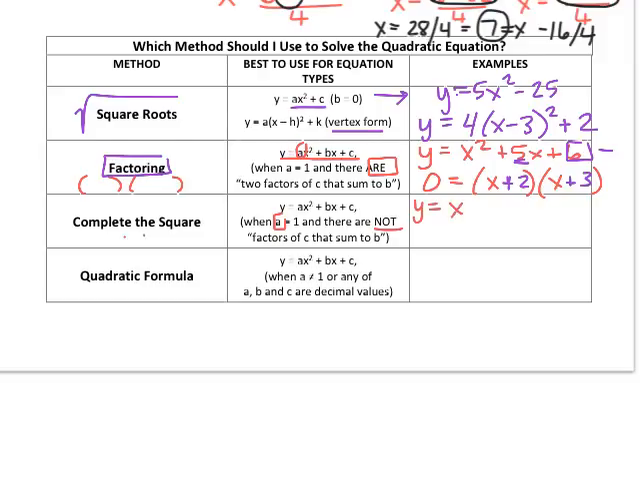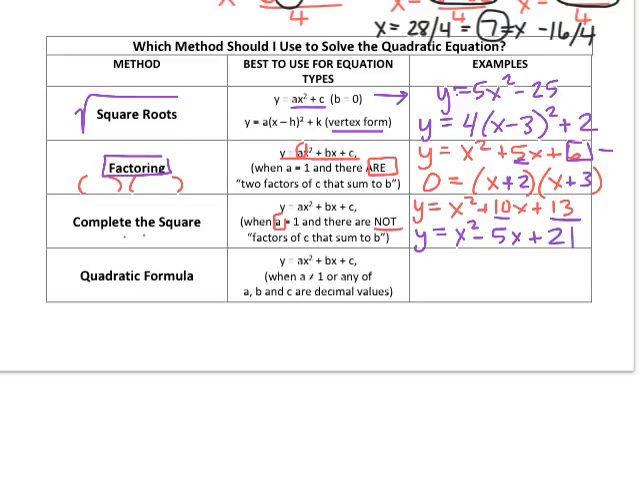So let's say that we have this equation: y equals x squared plus 10x plus 13. Can you think of two numbers that multiply to 13 that also sum to 10? No, you cannot. So that's when you would want to use completing the square. Here's another example of an equation that does not have any numbers that come out nice and neat for the factoring.